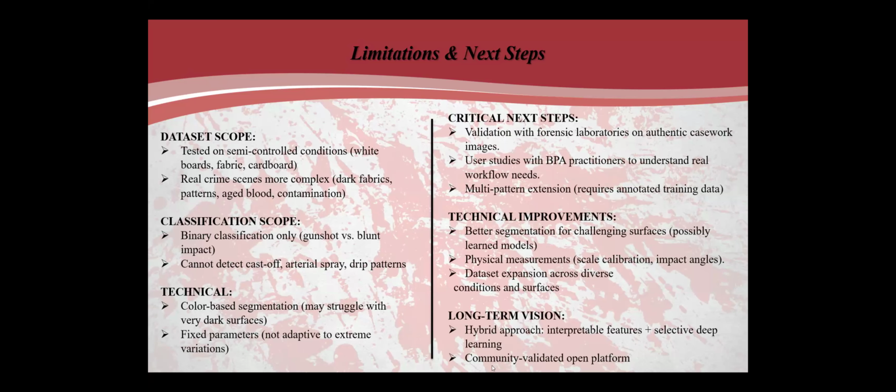For the future steps, we need user studies to understand what features are valuable. Right now we didn't have a clear idea, so we implemented a lot of features. There may be some among them which might not be actually useful, or are just extra. So we need user studies to understand what features are valuable and how this can be integrated into existing processes, and to extend the pattern types. We also need more datasets, which is really hard to get from actual crime scenes. In the long term we envision a hybrid approach where the features can be interpreted and segmentation is done using deep learning, which would give better segmentation than what we have now.